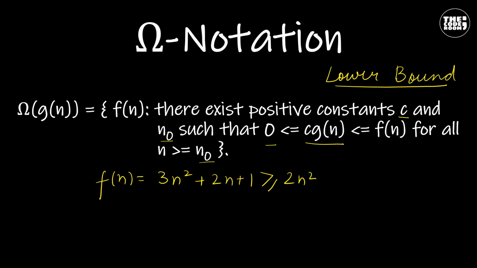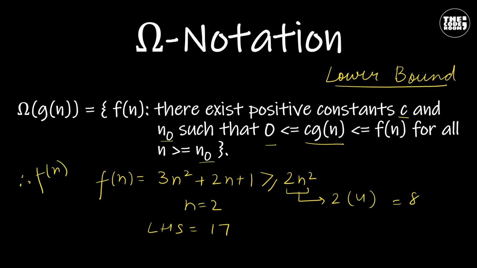Let's verify this inequality by substituting n with 2. We just saw that on substituting n equals 2, our left hand side evaluates to 17. On our right hand side, we have 2 times 4, which is 8. As 17 is greater than 8, therefore, we can say that f of n is the big omega of n square.